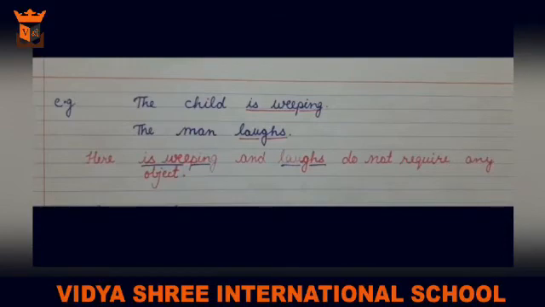Right? The man laughs. Do we ask a question what or whom? We don't ask any question here. So here in both sentences, is weeping and laughs both are intransitive verbs because they do not require any object to complete their meaning. Am I clear?